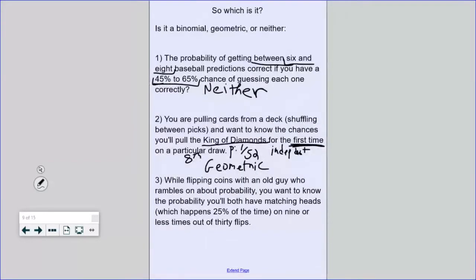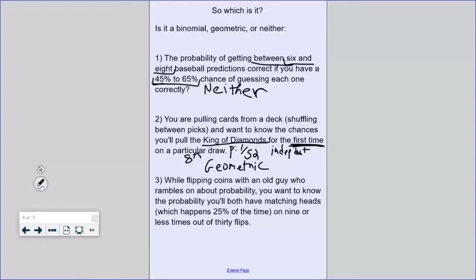Okay. So I got one more. Flipping coins with some old guy who rambles on about probability. You want to know the probability that both of you will have matching heads, which happens 25% of the time. What it means is you're flipping a coin at the same time they're flipping a coin. You'll both get heads 25% of the time. Now I want to know what happens on 9 or less times out of 30 flips.